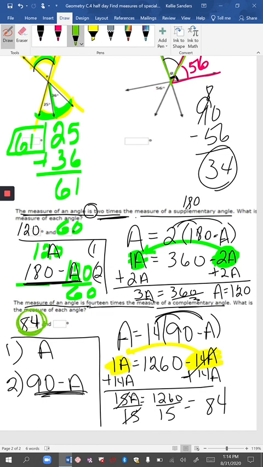If this is our first A, then I'm going to put that into the second A and do this work. And 90 minus 84 is 6. All right. That's it for C4.